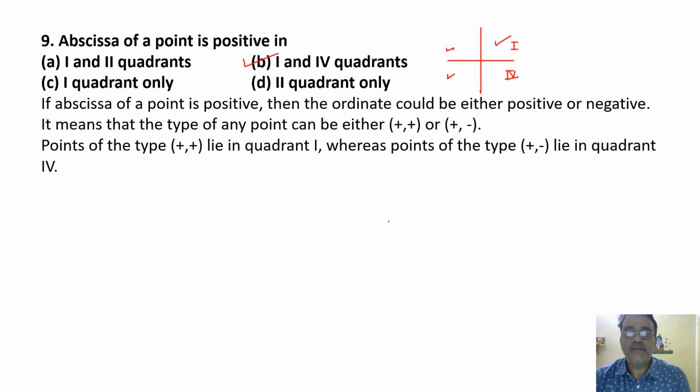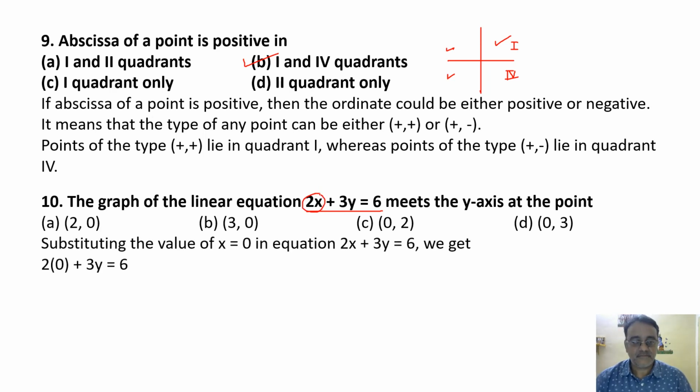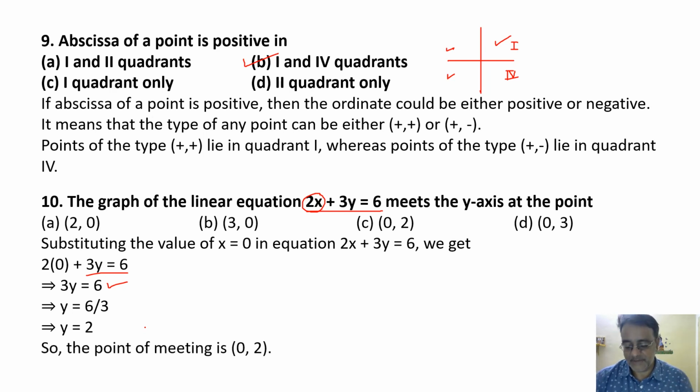Okay, now we are moving towards question number 10. The graph of the linear equation 2x plus 3y is equal to 6 meets the y-axis at the point. Y-axis में x 0 है. तो हम लोग क्या करेंगे? We will substitute x is equal to 0. Okay, so 2 into 0 is 0. So we are getting 3y is equal to 6. So what is the value of y? 2, right. So the point of intersection is 0, 2, sorry, 0, 2. And the correct option is Option C. Option C, right. So now we are moving toward question number 11.